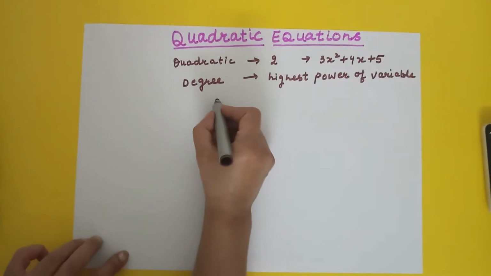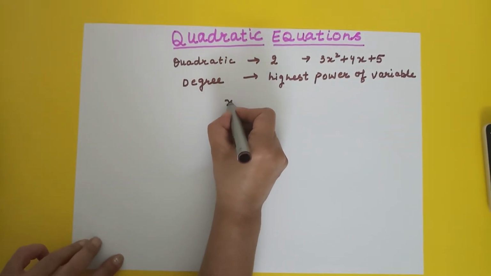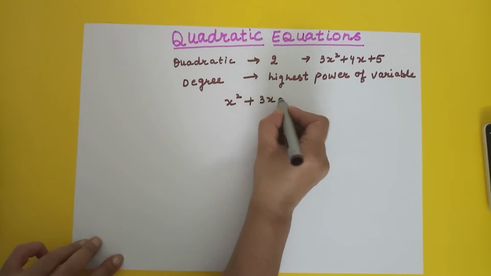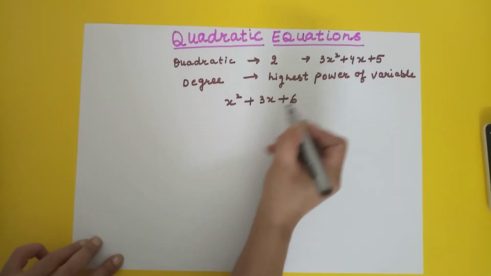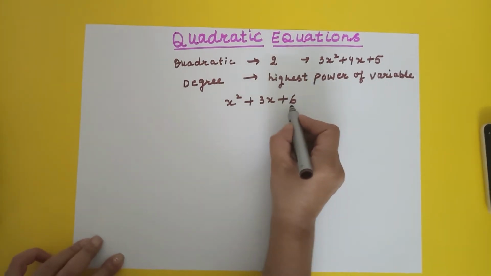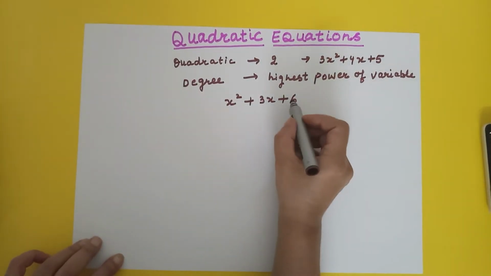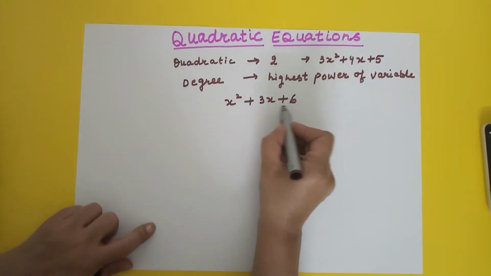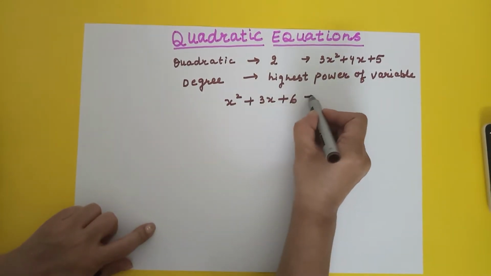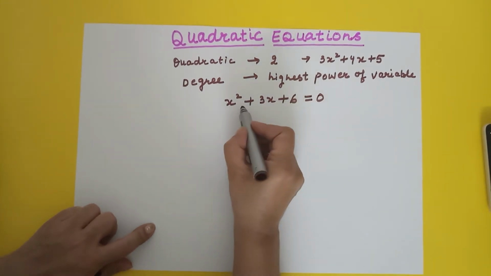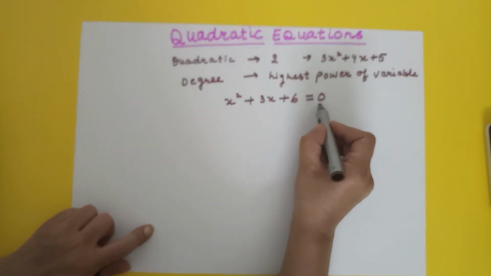So let me consider one more example. Say, for example, I have x square plus 3x plus 6. We can't call it a quadratic equation. Why? Because this is a quadratic polynomial. Now, if I put this polynomial equal to 0, this becomes an equation. So, we call it a quadratic equation.